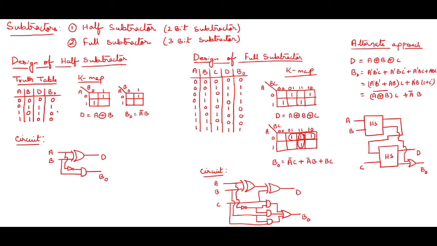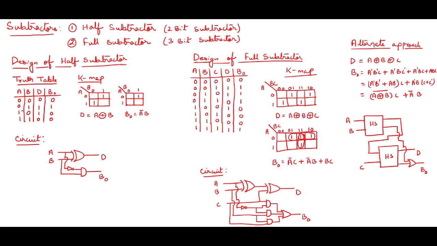Now I need to design the circuit. For that I need equations, and for that I'm going for the K-map. K-map for whom? For D and for BO, that is borrow. D depends upon A and B, and BO also depends on A and B, so I need a two-variable K-map. I have drawn the two-variable K-map, one for D and one for borrow.